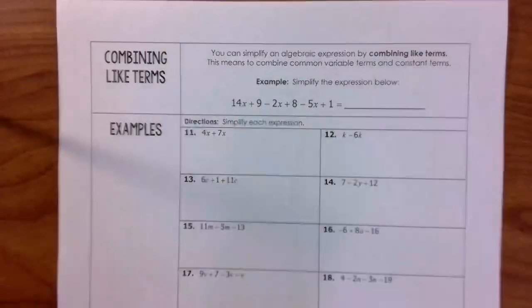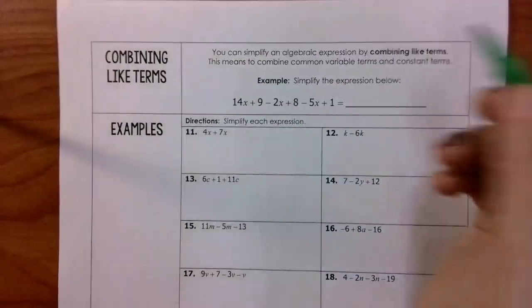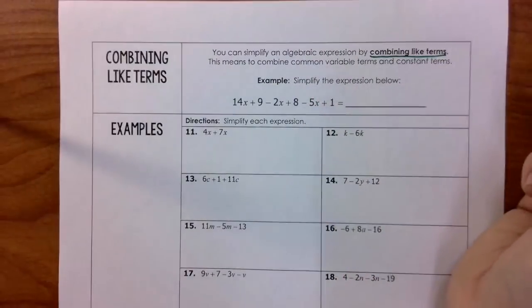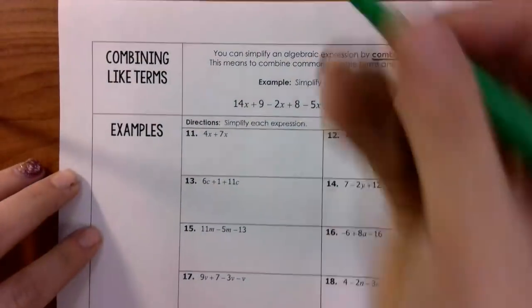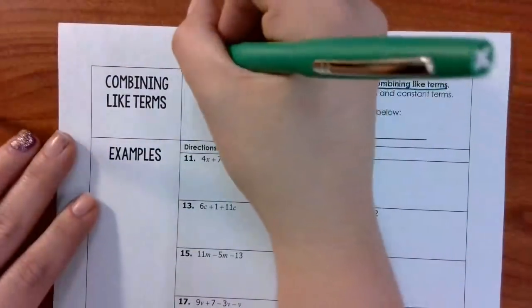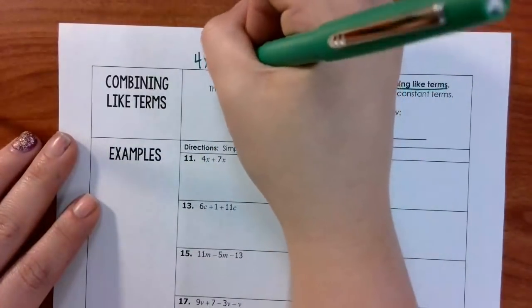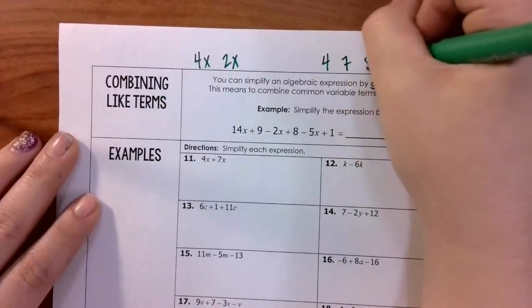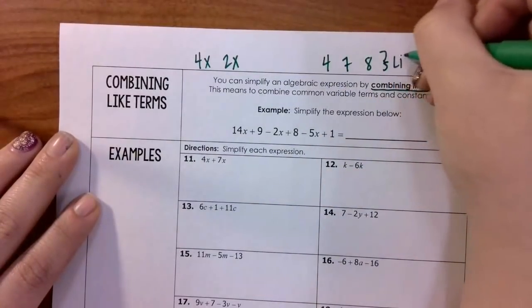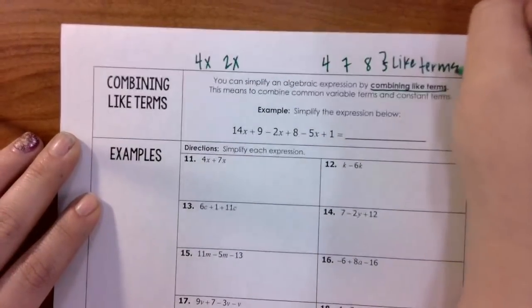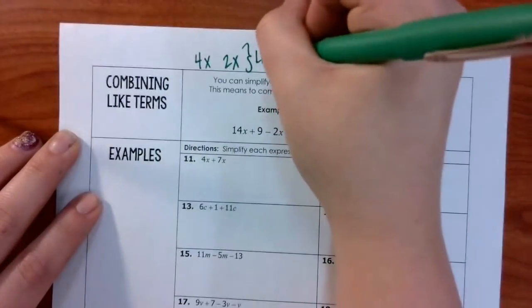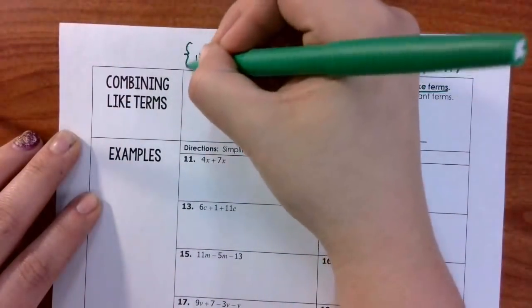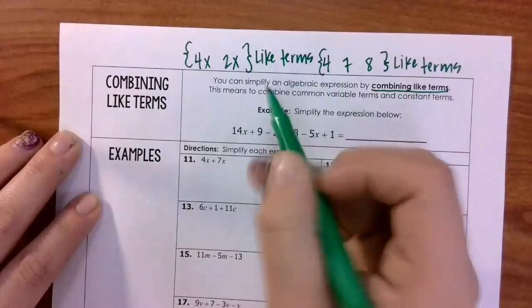You can simplify algebraic expressions by combining like terms. It's in bold for a reason. This means to combine common variable terms and constant terms. Like terms means variable terms, so like 4x, 2x, those are like terms. Constants like 4, 7, 8, those are like terms. Unless they are like terms, you cannot combine them. So for example, I can't combine 4x and 7 because they aren't like terms.